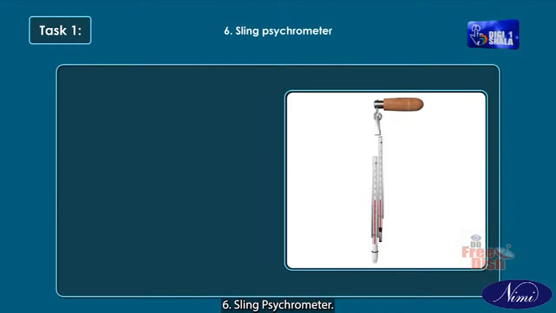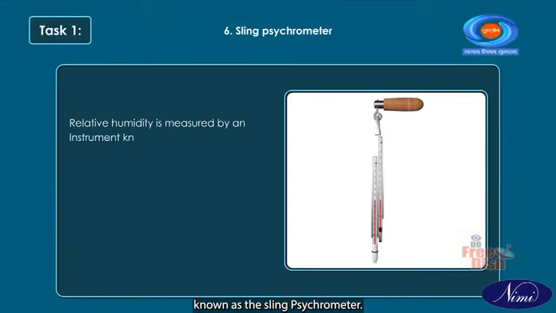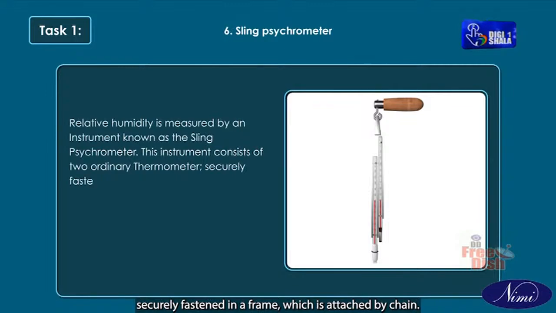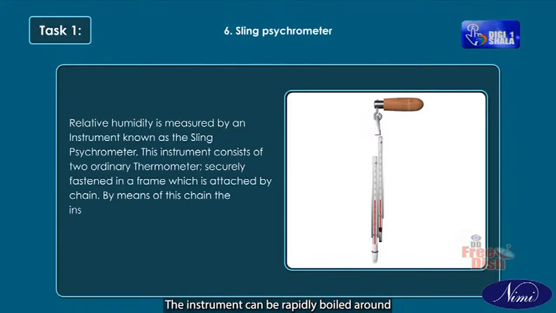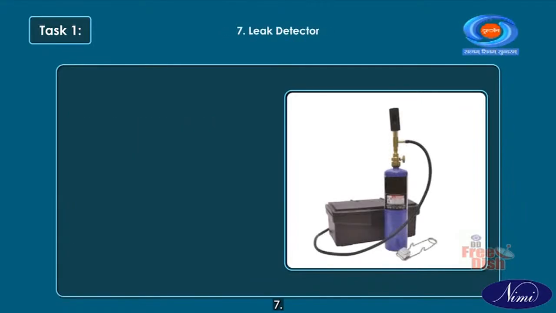Number 6. Sling psychrometer. Relative humidity is measured by an instrument known as the sling psychrometer. This instrument consists of two ordinary thermometers securely fastened in a frame which is attached by a chain. By means of this chain, the instrument can be rapidly whirled around so that it comes in contact with the maximum amount of air.